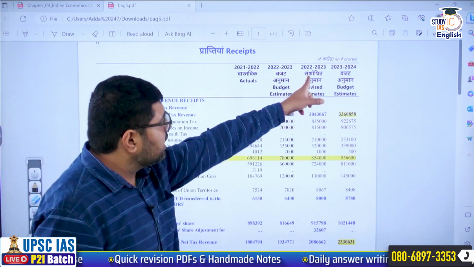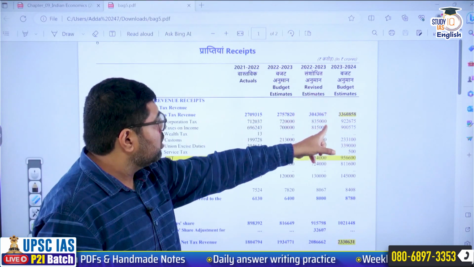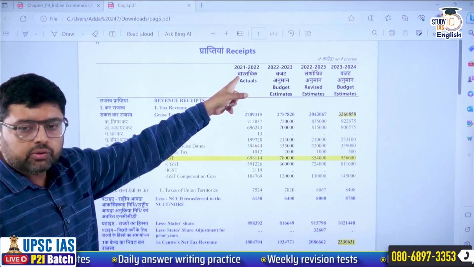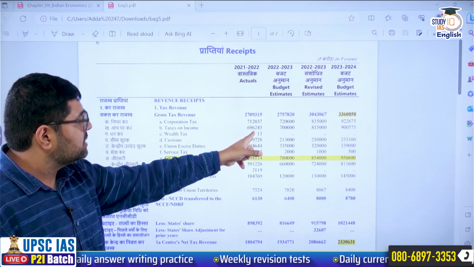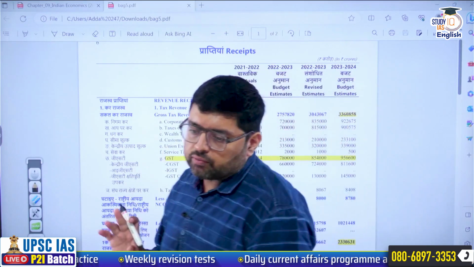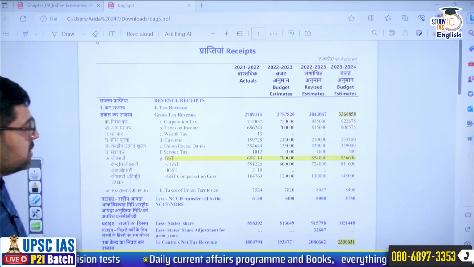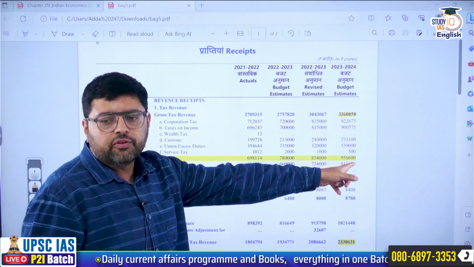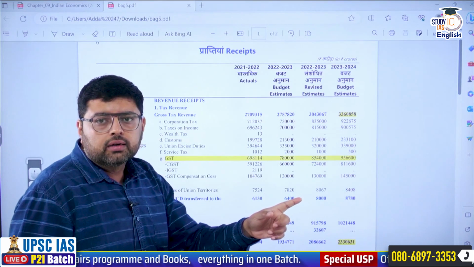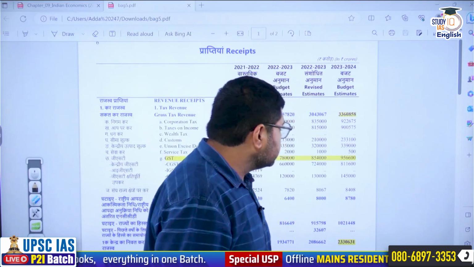Even last year we had more corporate tax as compared to income tax. You can see the numbers: even in 21-22 we had more corporate tax than income tax. Clear? This is what you have to remember. Now when we talk about GST, GST collection is 9,56,000 crores. So if a question comes, whether indirect tax is more or direct tax, you will say indirect tax.